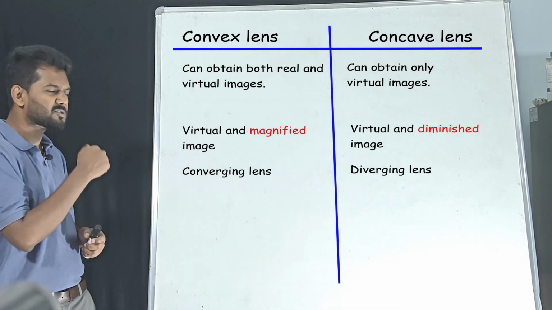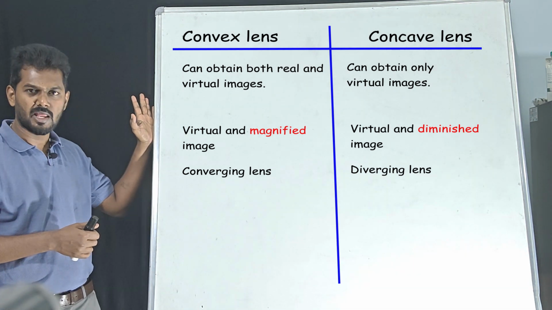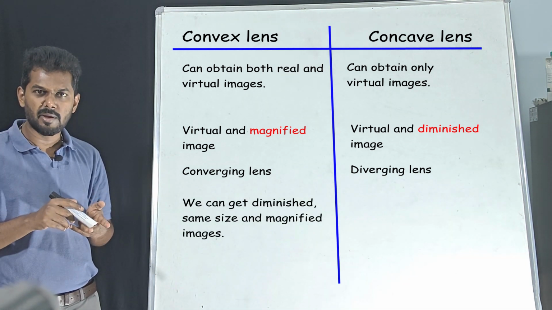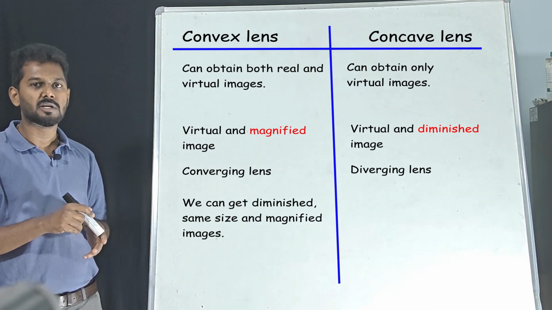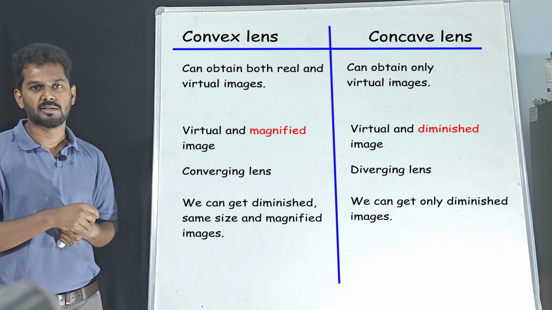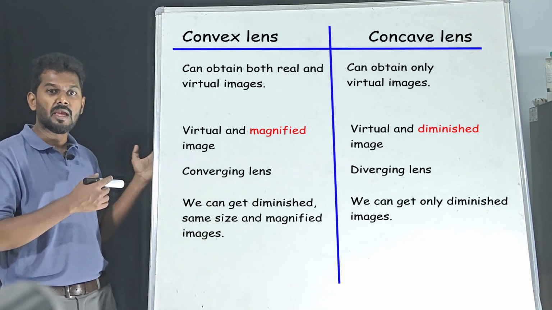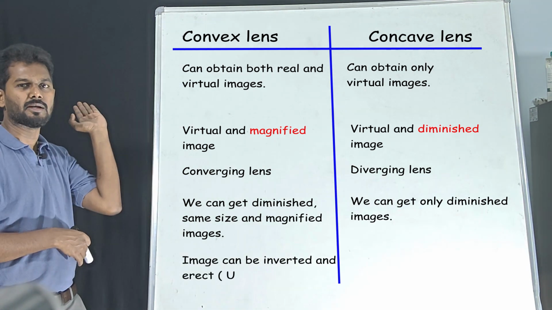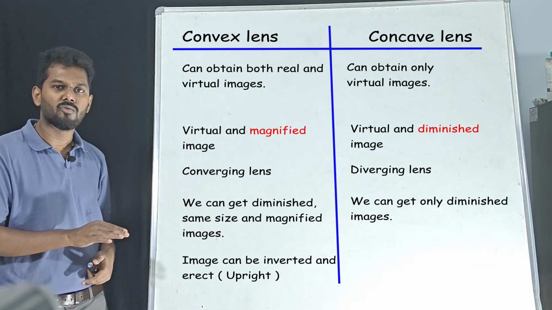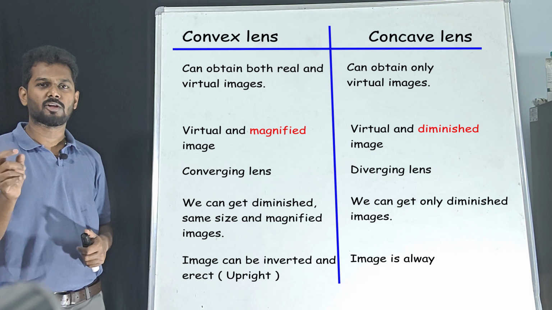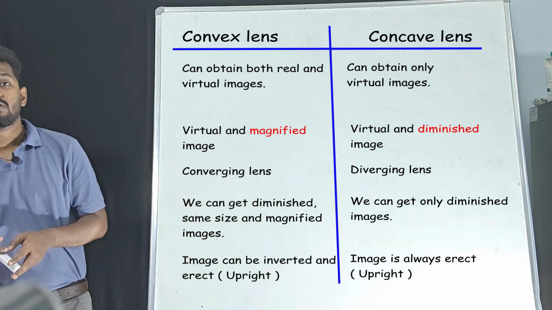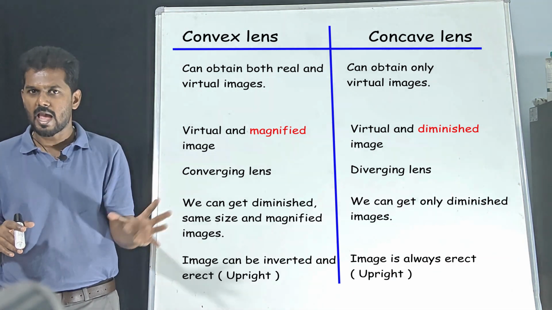Keep this in mind. Next point, in convex lens we can get diminished image, same size image and magnified image, but in concave lens it is always diminished image. Here the image can be inverted or upright, but when it comes to concave it is always upright or erect. You can write it as erect. So these are the differences. Now we have learned all the complete ray diagrams.